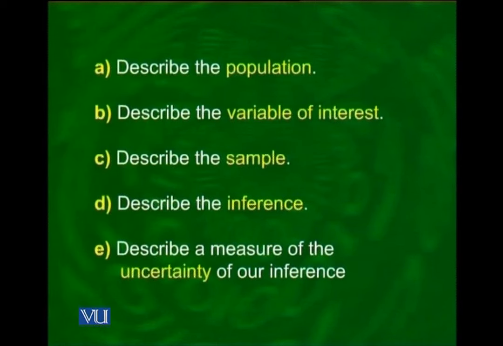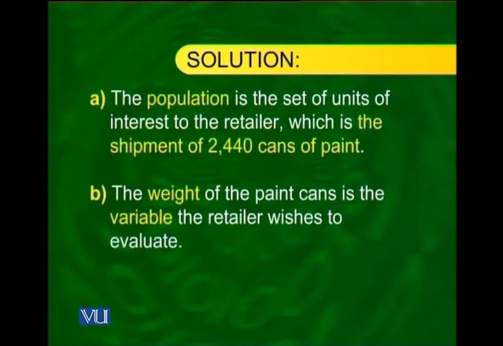Now, in this problem, students, we would like to describe the population, the variable of interest, the sample, the inference, and last but not the least, a measure of the uncertainty of our inference. In other words, the reliability of our inference. So, let us address the various questions one by one.